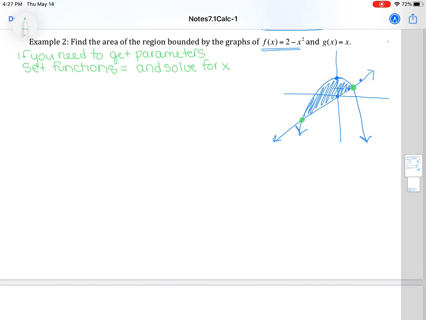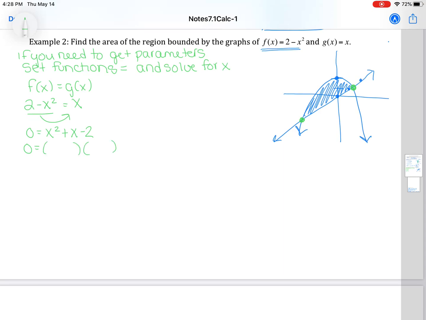So before we even start the process of integration, we're going to take these two functions, f of x, and set it equal to g of x. So f of x is 2 minus x squared. G of x is x. The x squared is not going to cancel, which means everything has to come to one side. My personal preference is I always like my x squared positive, so I'm going to bring these to this side. So I end up with 0 equals x squared plus x minus 2.